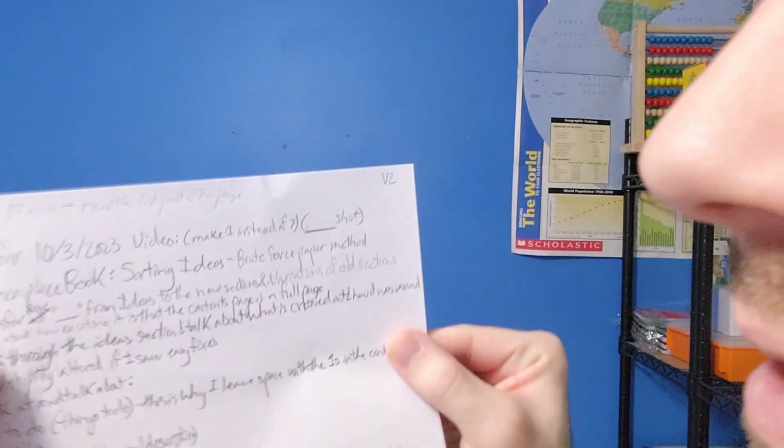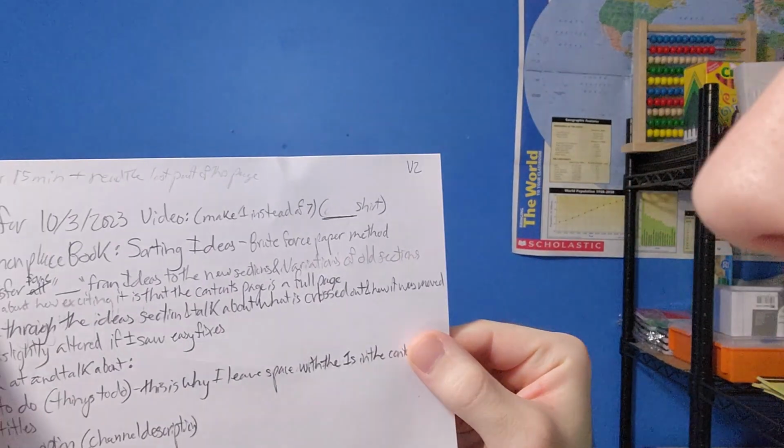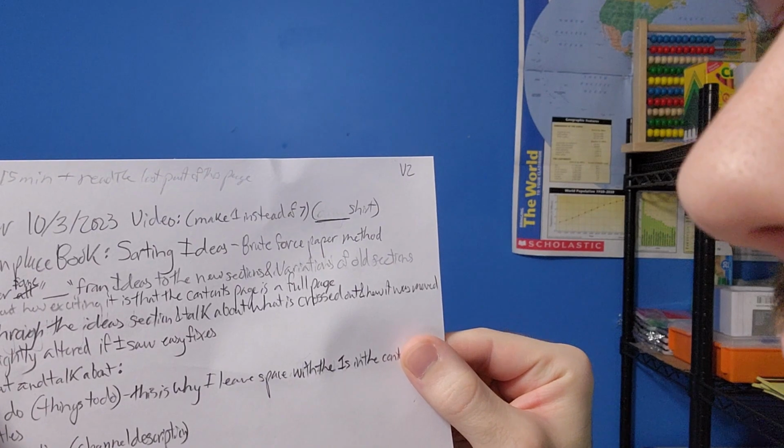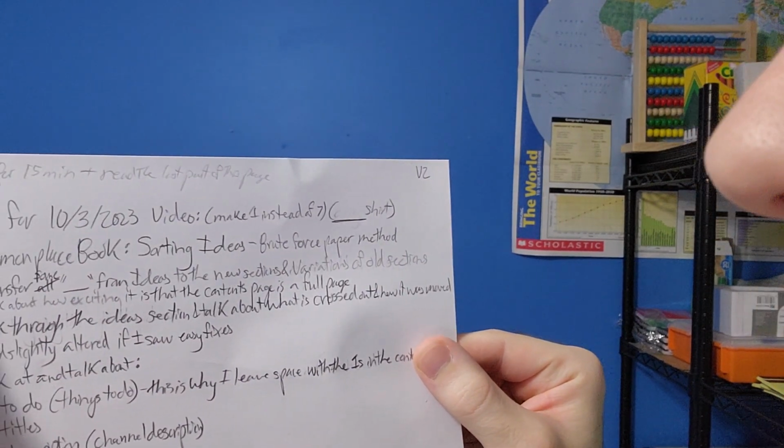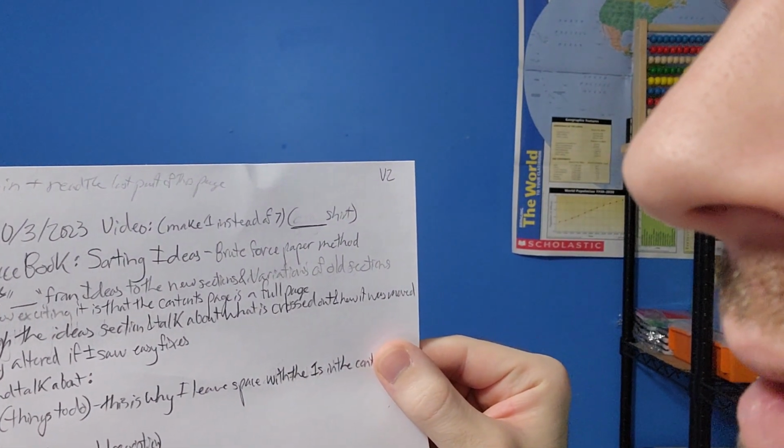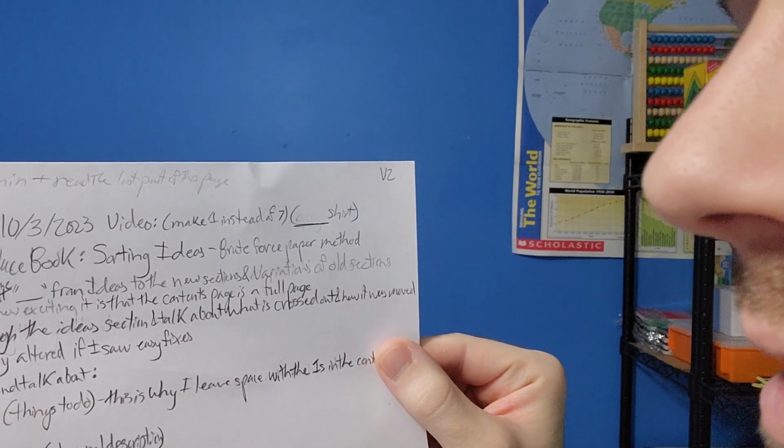So, how far are we through the list of things to do today? That's the title. The ideas were transferred, and some things were crossed out and made into new sections. Talk about how exciting it is that the contents page is a full page. I'm not sure if you noticed that. The contents page was actually full, so next time I'll be able to make a second contents page, and we'll change that around a little bit. Probably. I might just update some older sections.